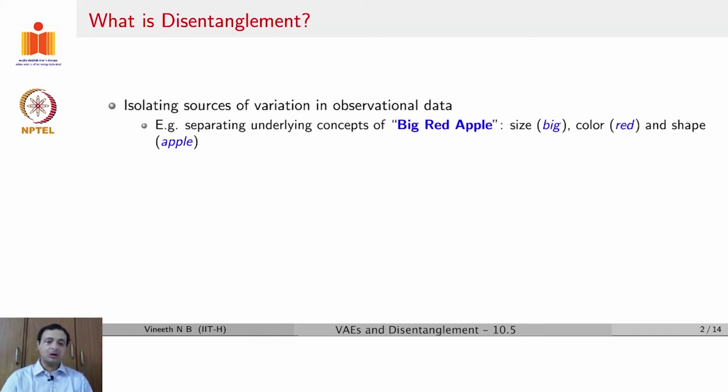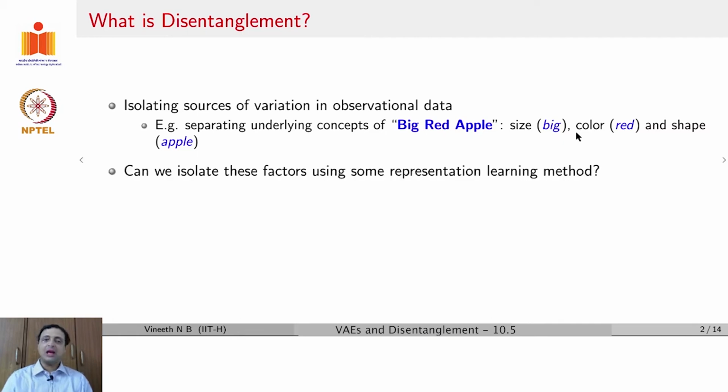Disentanglement is about isolating sources of variation in observational data. If you had an image of a big red apple, can you separate the generative factors for such images as corresponding to size, big, color, red, and shape or object, apple? Can we enforce deep learning models, deep generative models in particular, to isolate these factors while learning such a model?